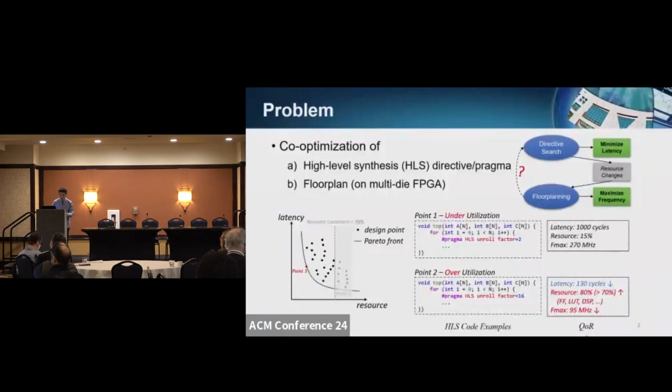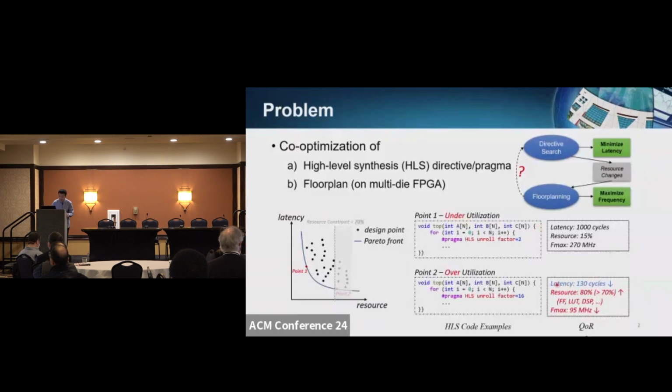This work solves a co-optimization problem for high-level synthesis designs. On the one hand, we search towards the Pareto optimal HLS directive configurations to minimize the design's latency under resource constraint. On the other hand, we search for a good floor plan to maximize the achievable frequency. It is resource utilization that connects these two tasks.